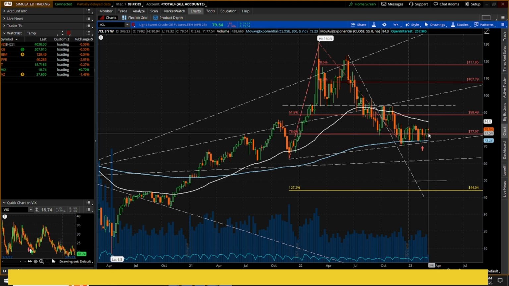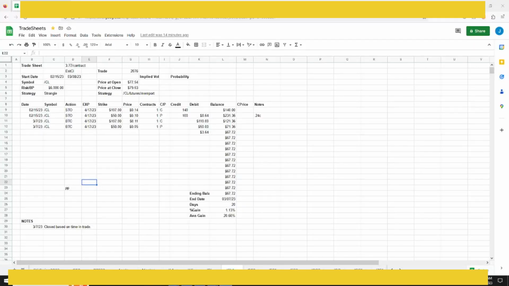I got out of the trade today. When I entered it, oil was trading at 77.54. Today when I exited, it was trading at 79.63. It had just moved up a little. I'm going to switch over to the trade sheet right now that you see. This is the actual trade sheet.